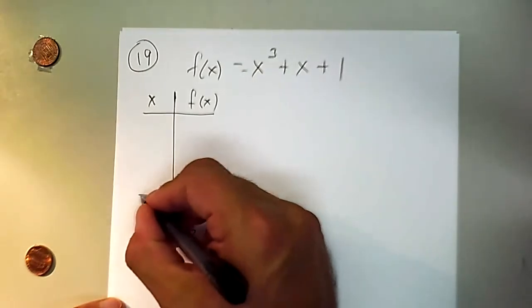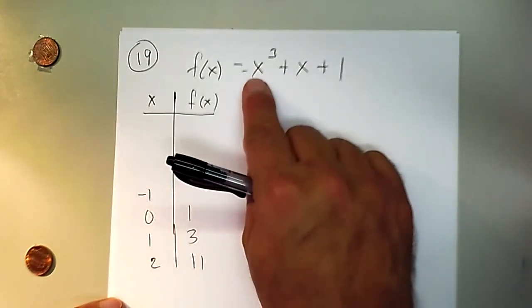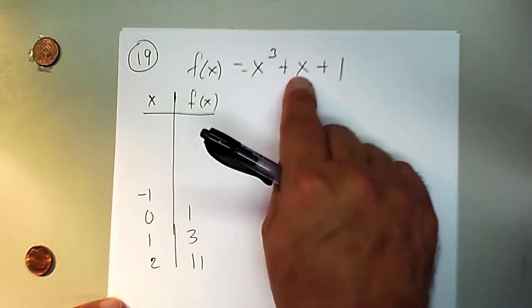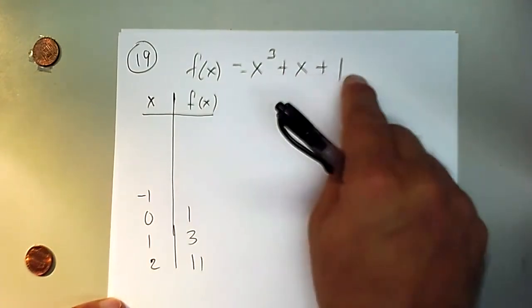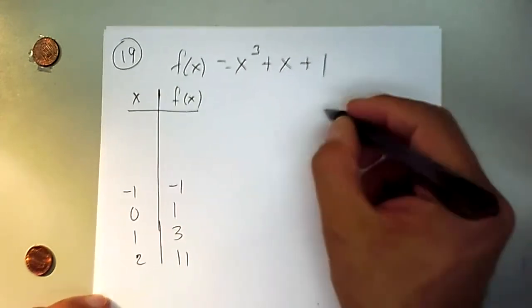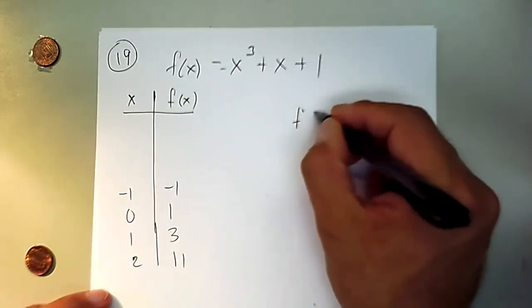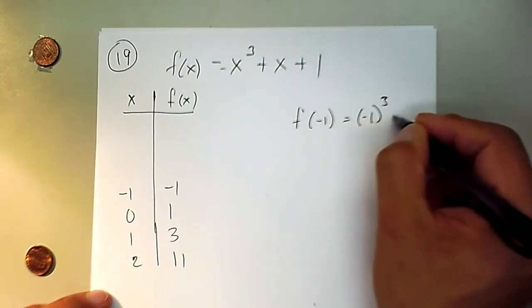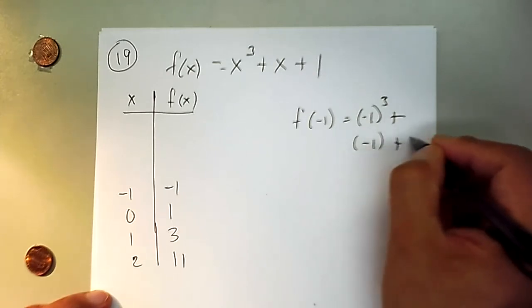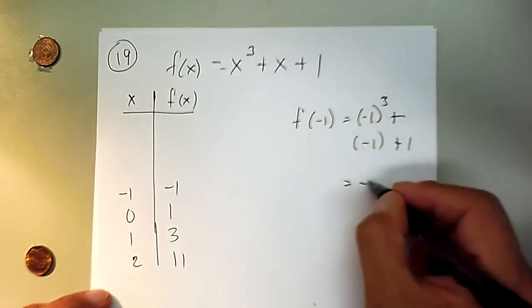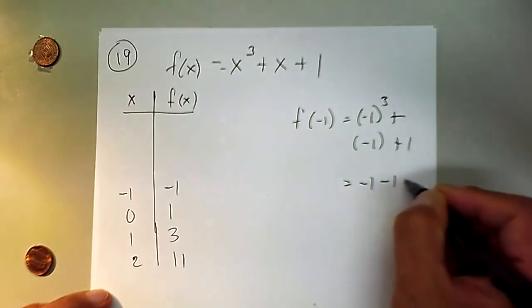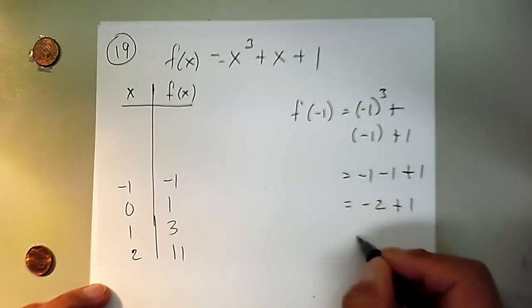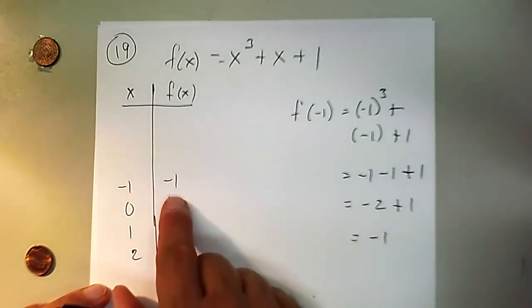How about negative 1? Negative 1 cubed is negative 1, plus negative 1, that's negative 2, plus 1 is negative 1. Let me just write that down to make sure we understand it. F of negative 1 is negative 1 cubed plus negative 1 plus 1. Well, negative 1 cubed is negative 1, minus 1, plus 1. That is negative 2 step by step, plus 1. And that is negative 1. That's how we get this negative 1.